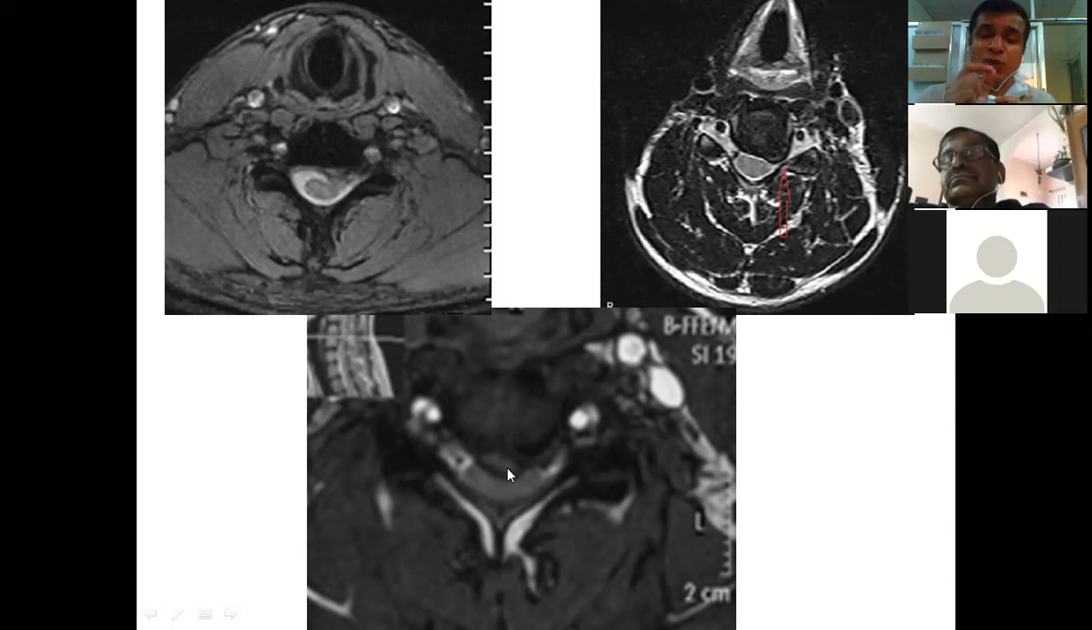Cord compression is more dangerous compared to root compression. So I am telling you that if the patient is having myelopathic features or gait disturbance, you should go for MRI immediately. While root compression we can treat conservatively, so we can wait and watch.